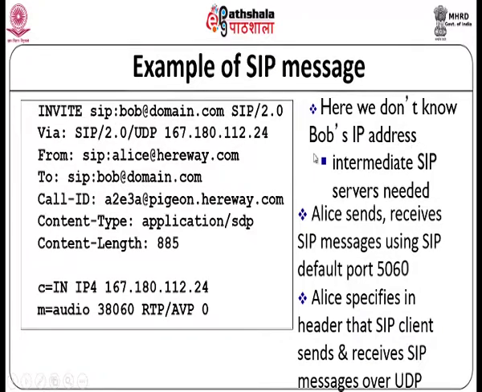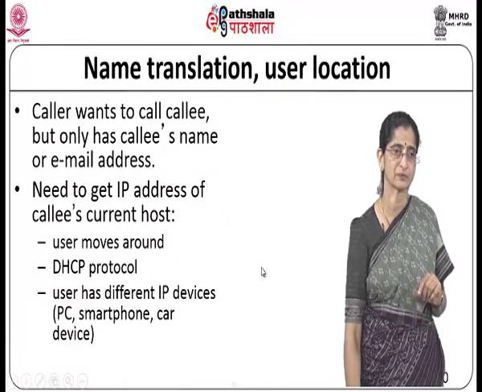In this case, when we said INVITE sip:bob@domain.com, you can see that we really do not know the IP address, which is why we have not specified the IP address here. In which case you will require some intermediate SIP servers which will help us to reach the destination. So Alice will send and receive the SIP message using port number 5060, and Alice will specify in the header that the SIP client will send and receive SIP messages over UDP. That is the information that we have in this example.